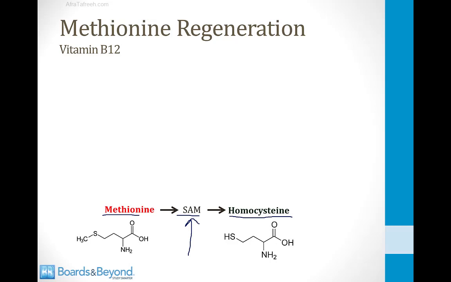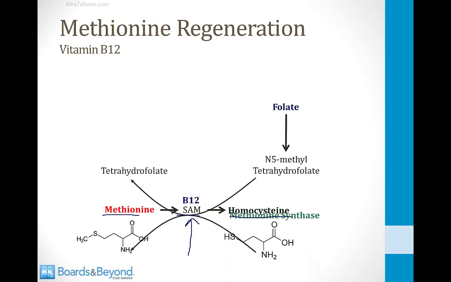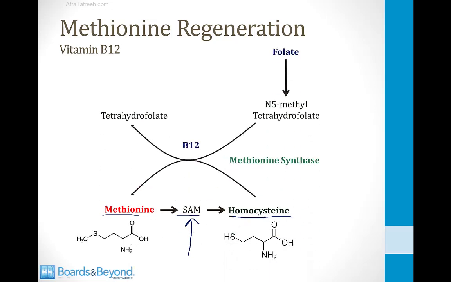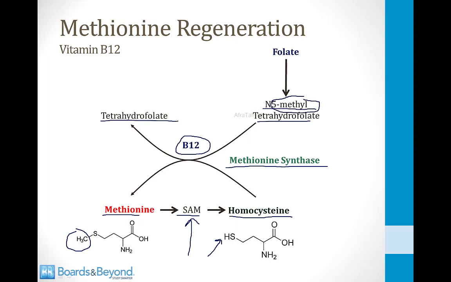And the way that methionine is regenerated from homocysteine involves the vitamins B12 and folate. There is an enzyme called methionine synthase which requires vitamin B12, and it will add a methyl group to this sulfur on homocysteine and therefore create a molecule of methionine. The source of that methyl group is the molecule N5-methyl tetrahydrofolate.